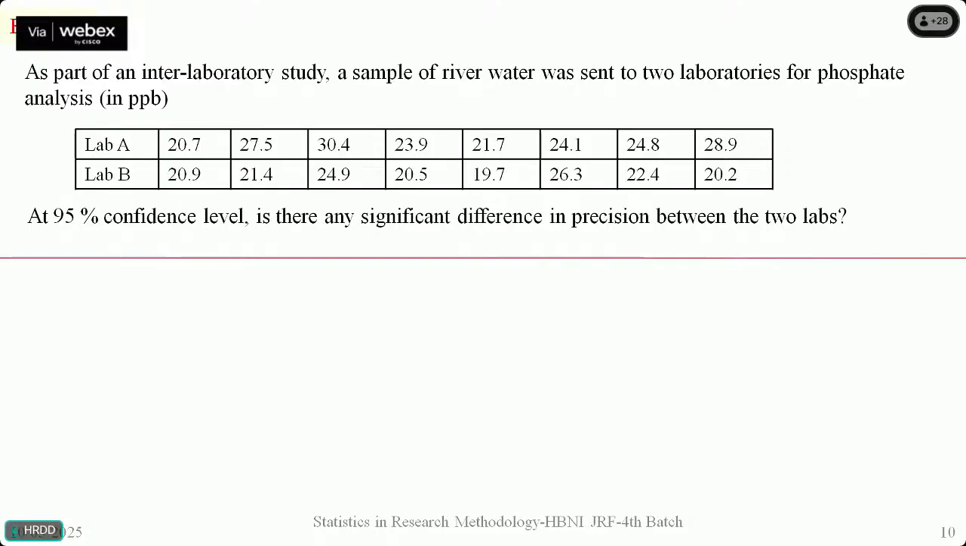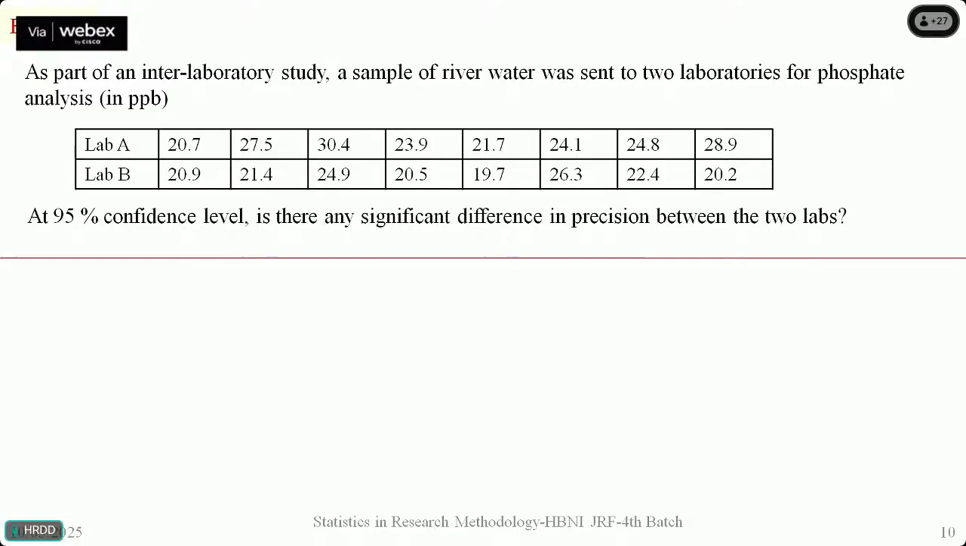As part of an inter-laboratory exercise, a sample of river water was sent to 2 laboratories for phosphate analysis. Eight values are reported by the 2 different laboratories, A and B. We have to calculate whether there is any significant difference in their precision.